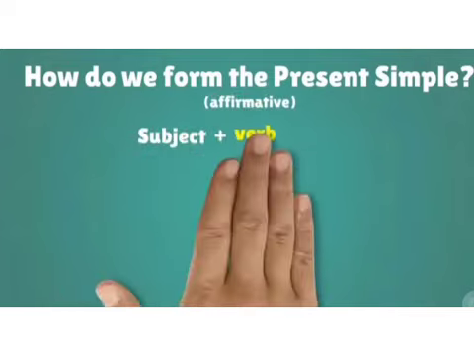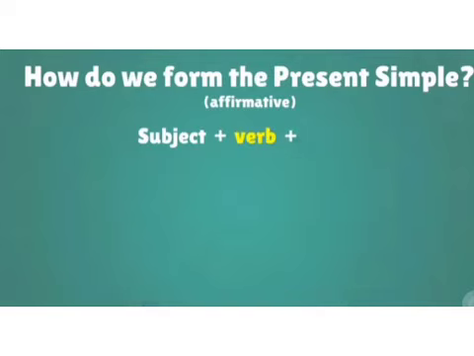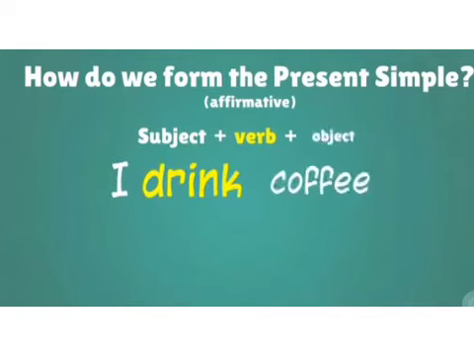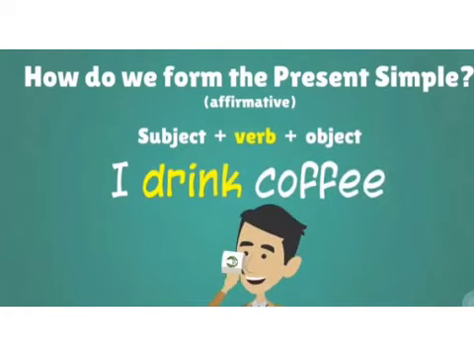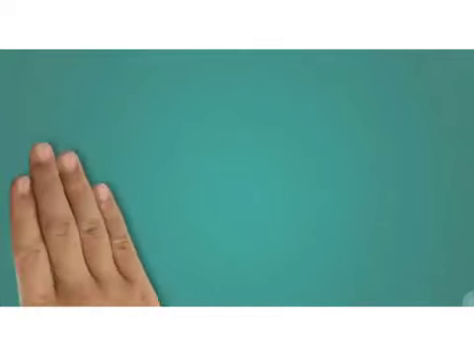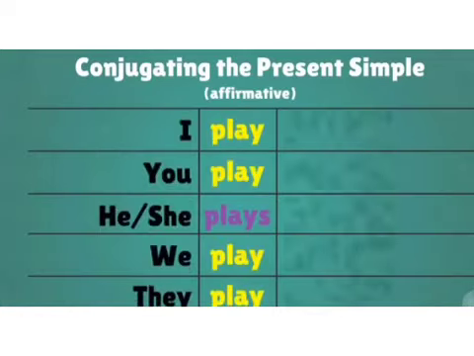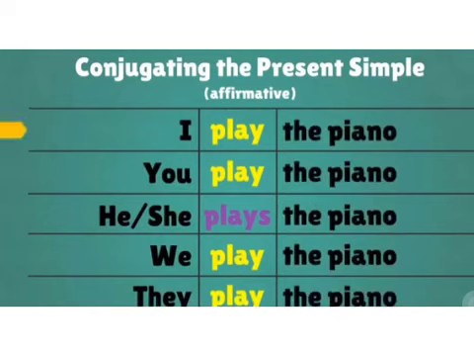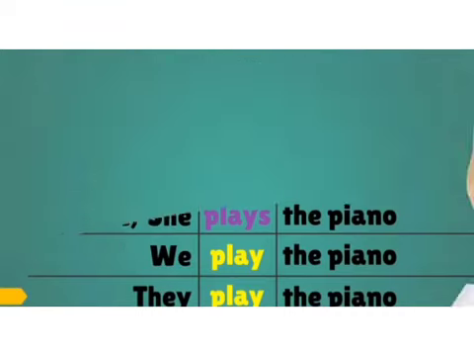Already we have discussed that an affirmative sentence is nothing but a positive sentence. To write a simple present tense sentence, first we use subject plus verb plus object. Here, I is the subject, drink is an action verb and coffee is the object. I drink coffee. Now let's see affirmative examples with the pronouns. I play the piano, you play the piano, he plays the piano, she plays the piano, we play the piano, they play the piano. Here, he and she are singular, so a singular subject always has s with the verb.